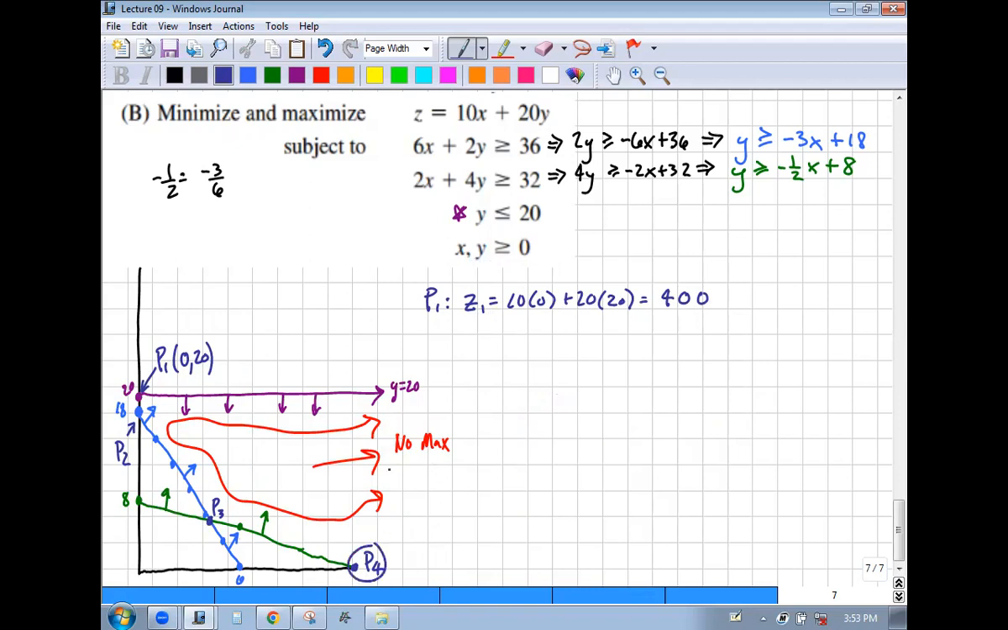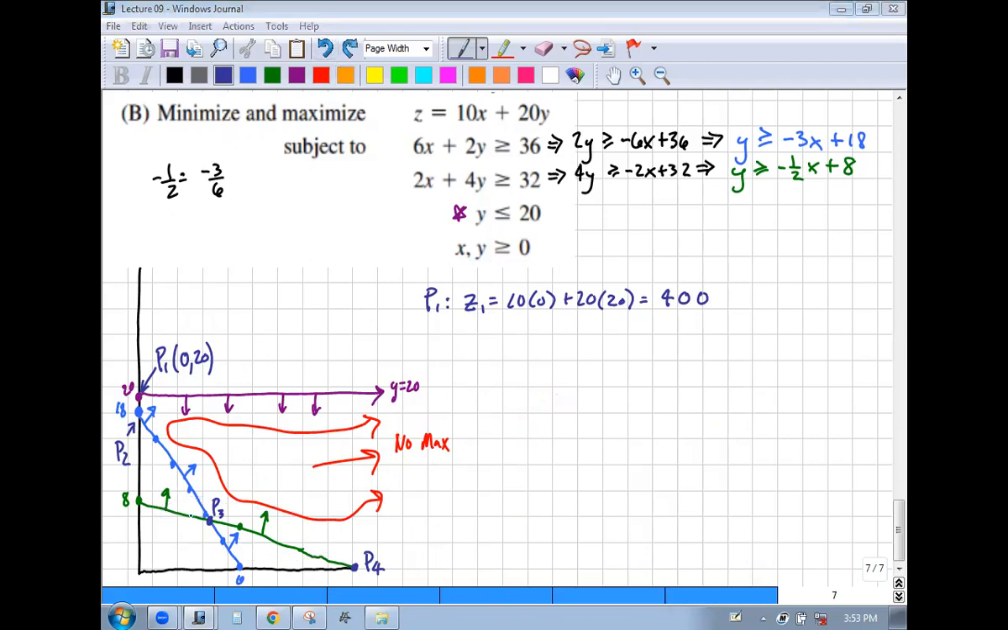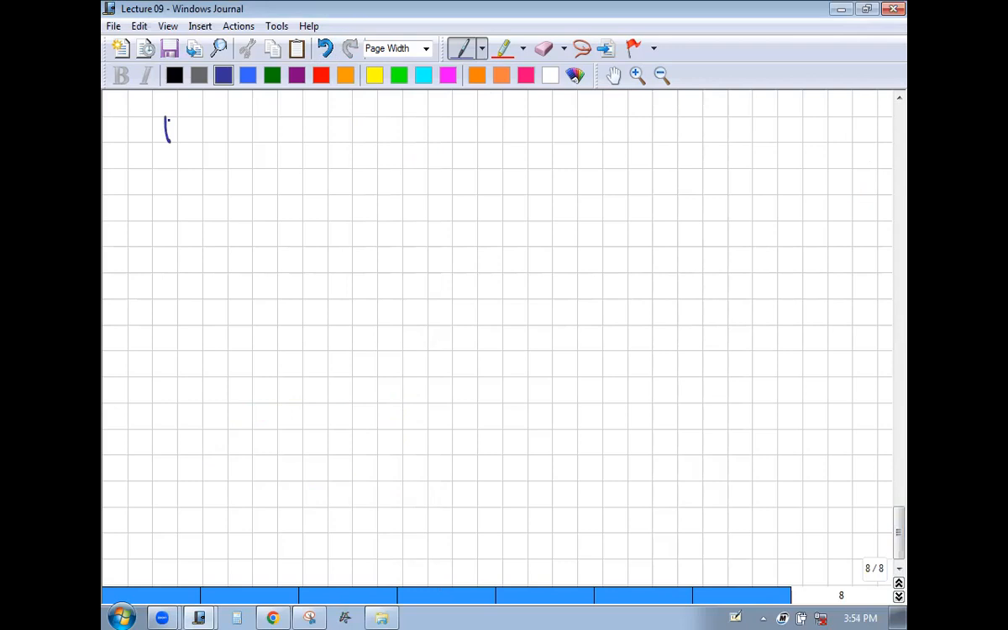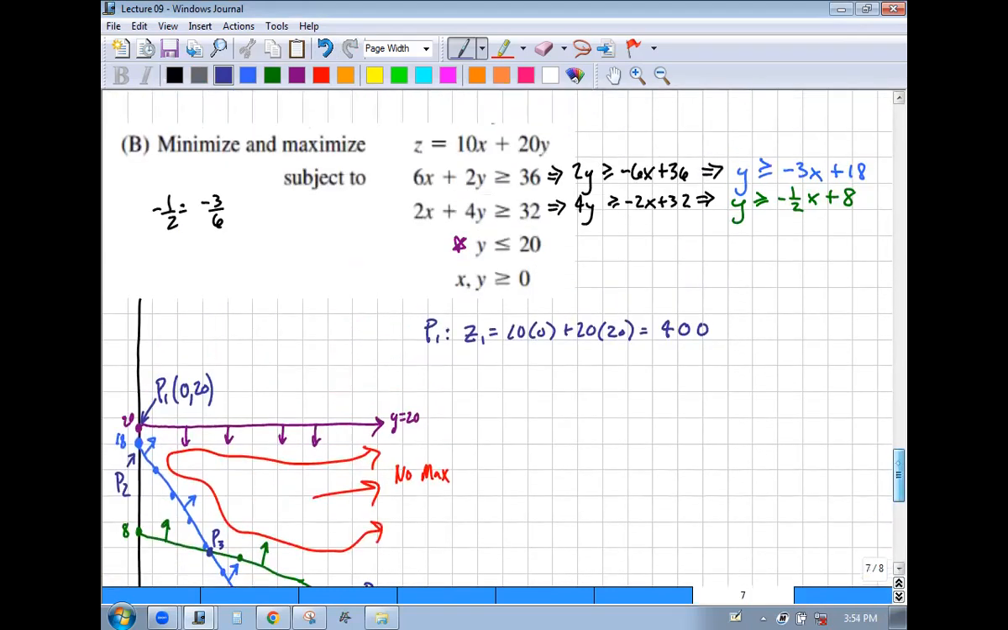P4 is really easy. Well, no, it's not, is it? We'd have to see where the green line is 0. So let's go, I guess, in order here. We need to know P2 here. All right, P2 is the blue one, right? So let's just make some more room to solve for P2. So P2 is the blue line.